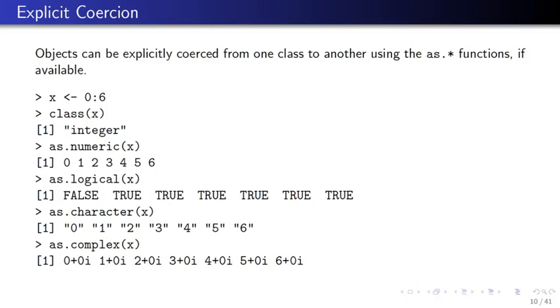And finally, if I call as.complex, this is fairly straightforward because all it does is say that you have a complex number where all the imaginary components are 0.